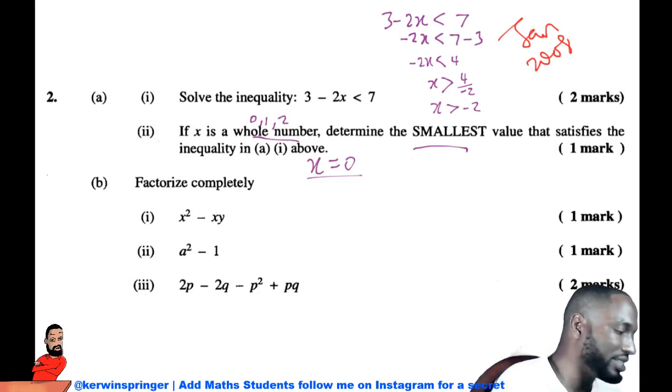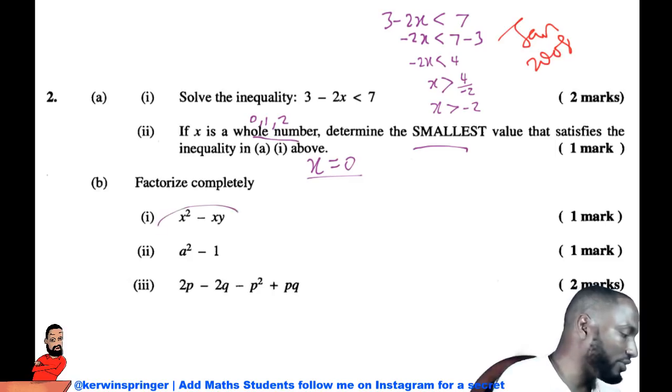And this inequality is saying that x must be greater than negative 2. So negative 2 is out, negative 1 is out, 0 is the first one that's in, so the answer is 0. Hopefully I explained that good enough there.